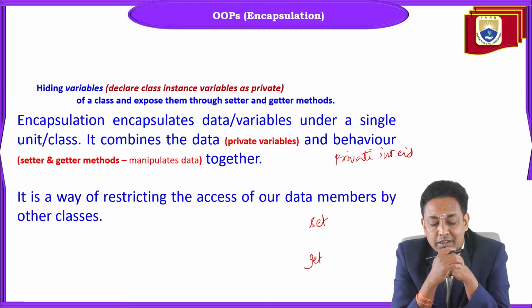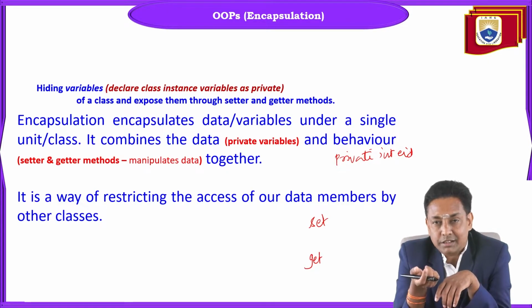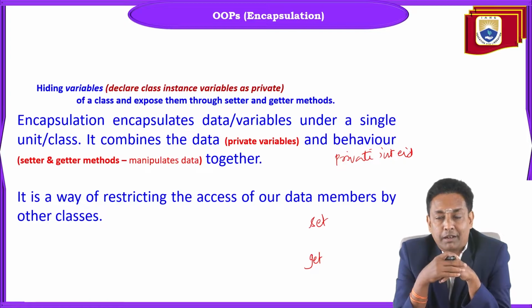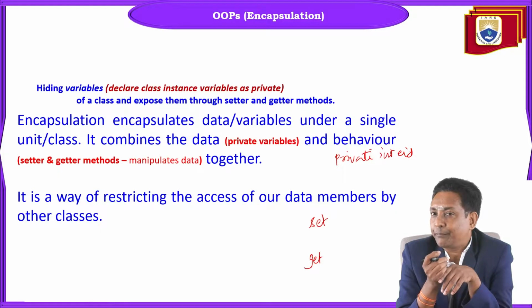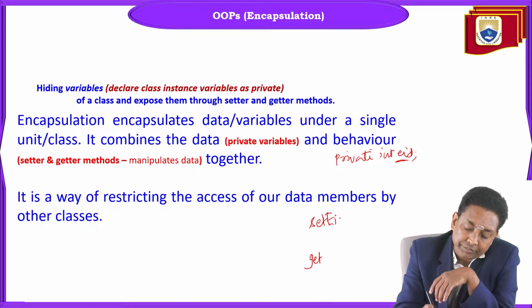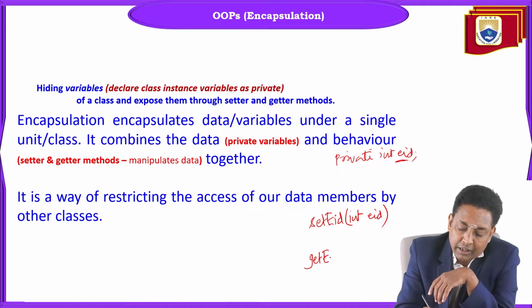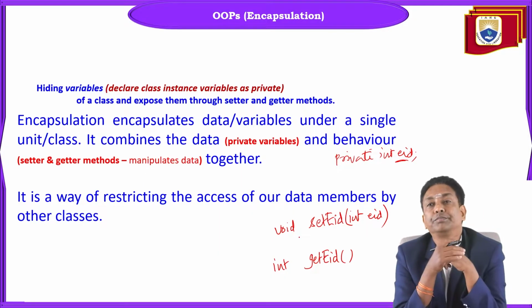These two methods are also called a mutator method and an accessor method. Mutator means changing: a method which can change that variable's value is called a mutator method. An accessor method is a method which can access that variable. So for the int employee ID variable, we'll write one mutator method and one accessor method: setEID(int EID), and similarly getEID without any parameter, which returns an int. For the setter, we write void.